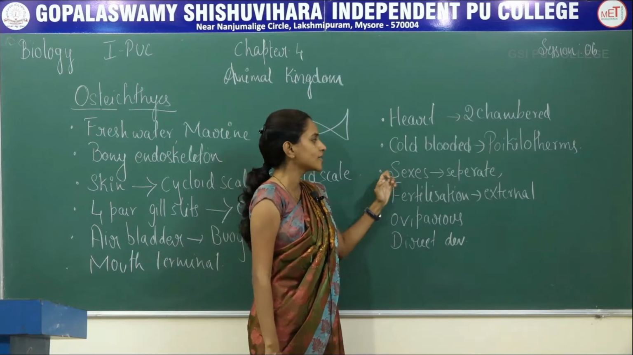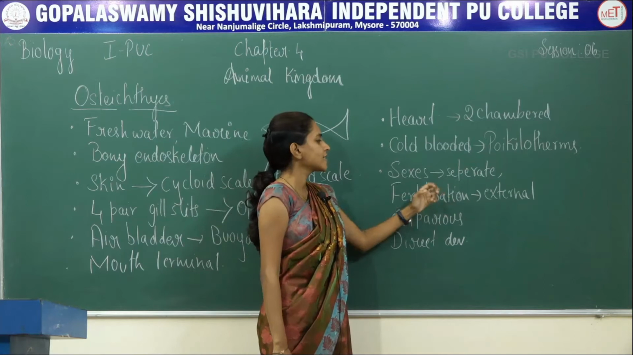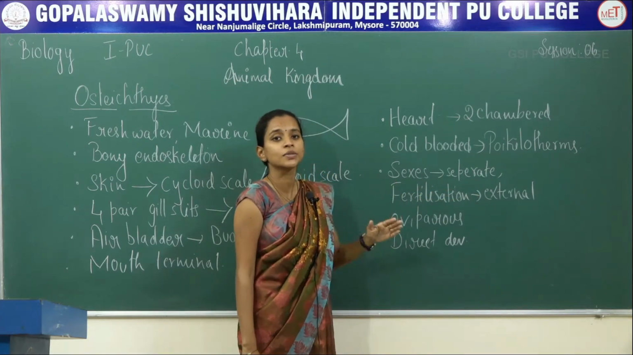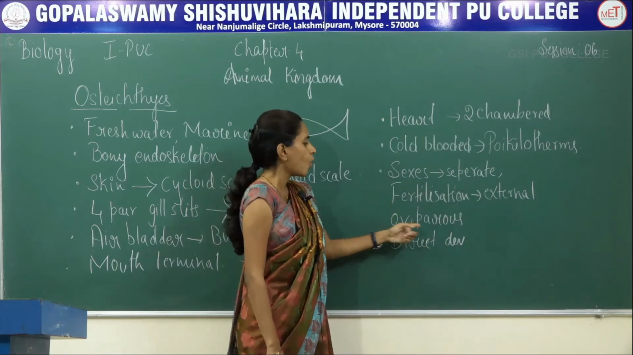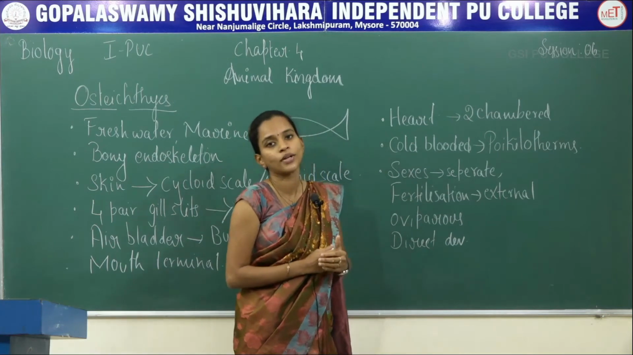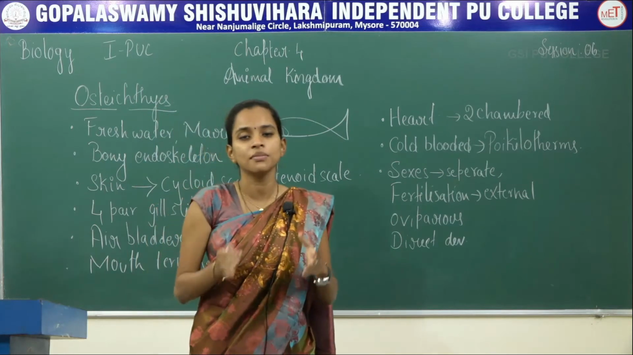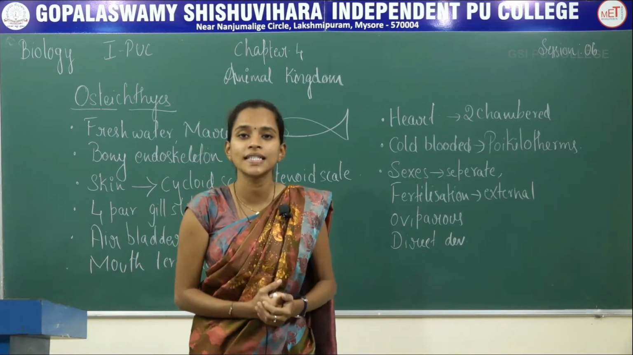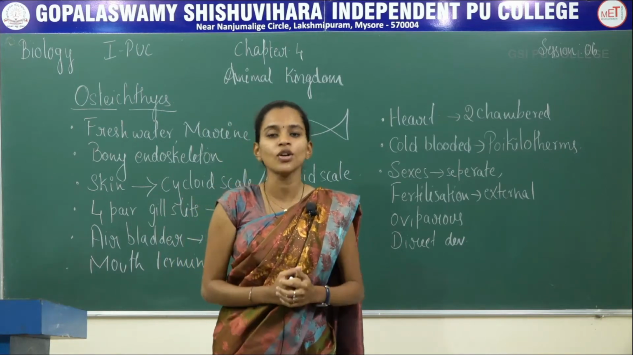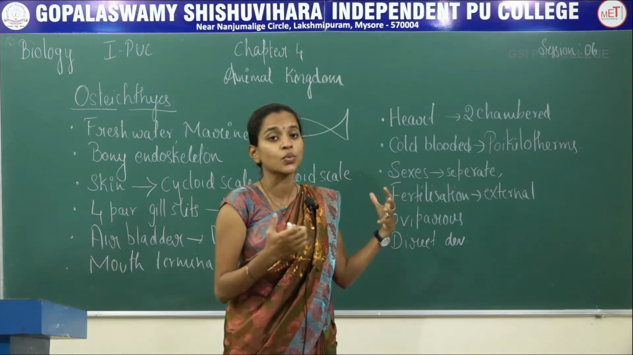So that is about sexes are separate. That means they undergo sexual reproduction. Fertilization is external. Fusion of male and female gametes takes place outside the body. Oviparous, egg laying, and direct development without involvement of any larval stage in them. Next we will study few of the marine, freshwater as well as domesticated types of Osteichthyes, that means examples for Osteichthyes. Before we go into the examples, we will just discuss these characters once again.